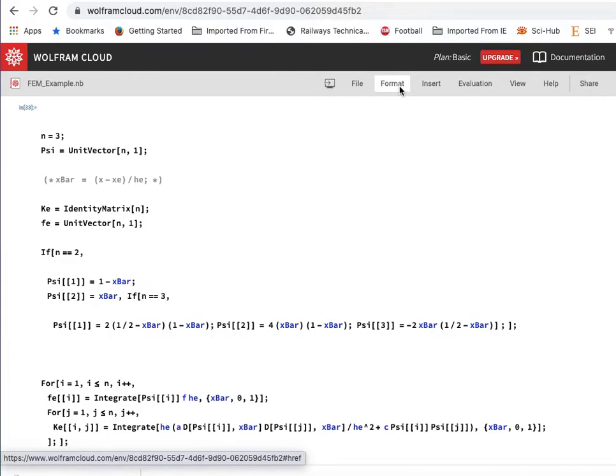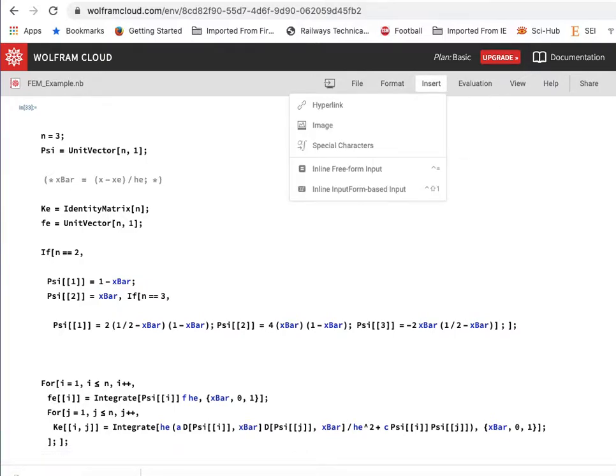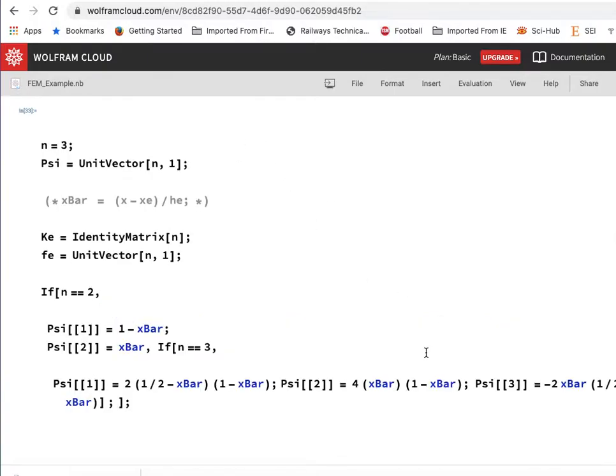Okay, so now let me see if I can increase the font size. Just give me a second. So here, input font size 18. Okay, for some reason it's not increasing. Okay, all right, now you can see it clearly.